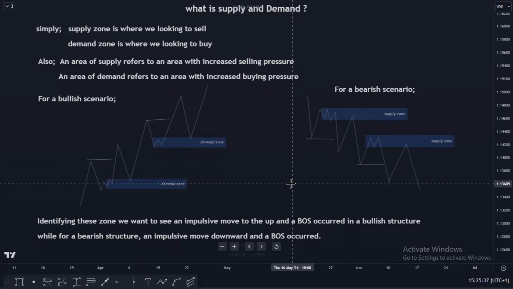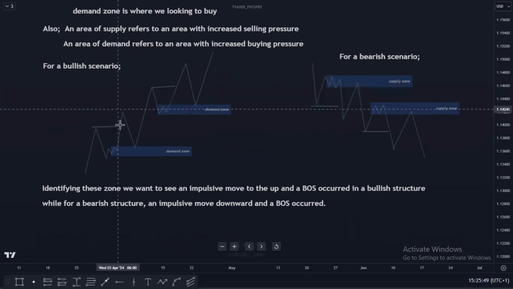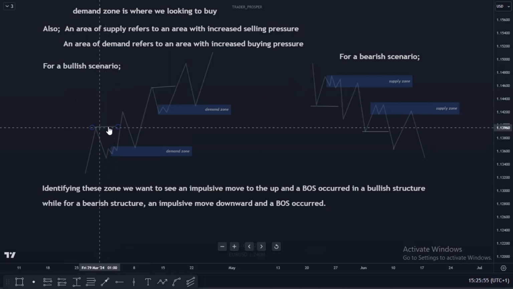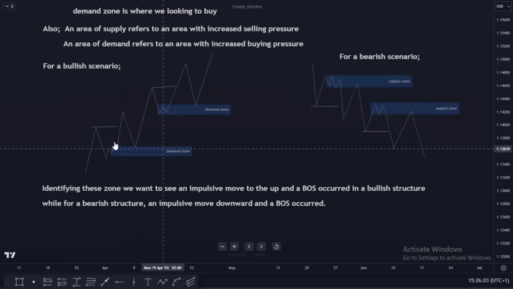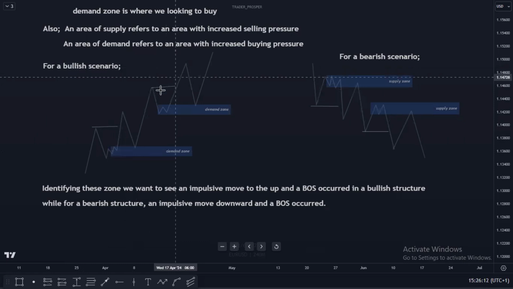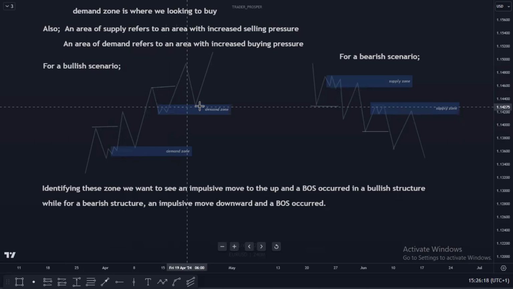So to identify these zones, you want to see an impulsive move to the upside, and a BOS should also occur in a bullish structure. For a bullish scenario, you want to see an impulsive move to the upside which creates a break of structure. This was the break of structure, and this was the impulsive move. So this is the demand zone. This is how we draw our demand zone. Another impulsive move upward, a retracement back down, and an impulsive move that took out another break of structure. So this was another demand here.